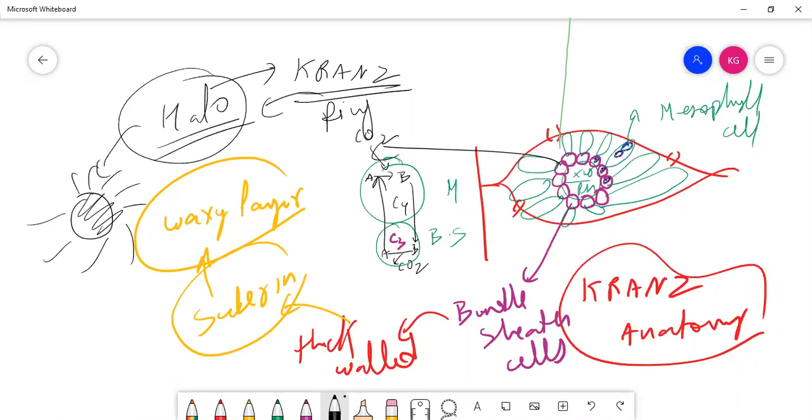So C4 cycle is nothing else. It is a set of carboxylation and decarboxylation reactions. Sole purpose is to concentrate CO2 in the bundle sheath cells, where all the enzymes of C3 pathway are concentrated. ठीक है, बाकी सब तो कहानी है. अब देखो, मैंने कहा Kranz anatomy.